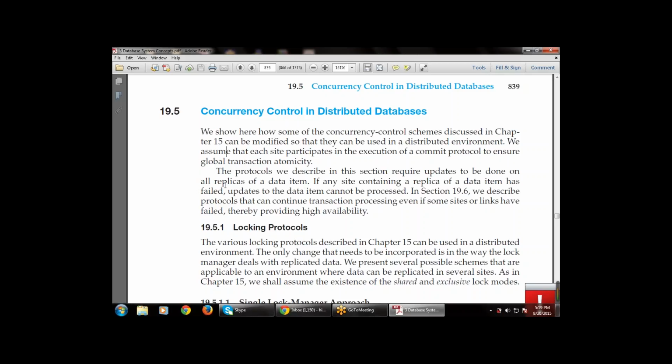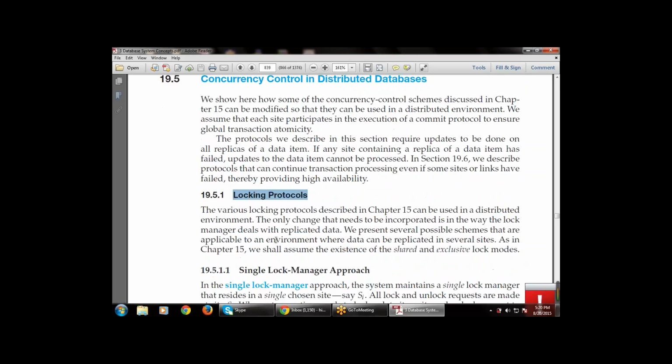In section 19.6, the next section, we describe multiple protocols that can continue transaction processing even if some sites or links have failed. That is, how to maintain transaction processing if some sites have failed. Then next is the locking protocol.